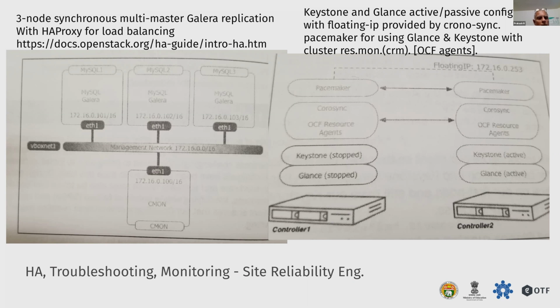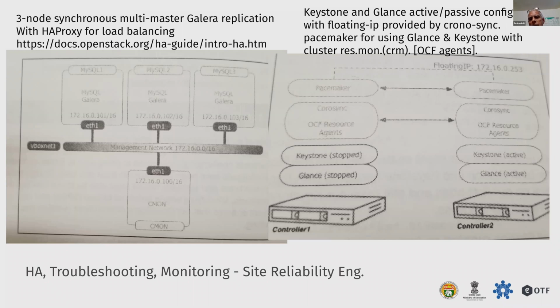You cannot add any tenants or any application. You can run what is existing. So there is a whole process here. This one shows Keystone and Glance being run. There are 2 parts to it: either you do active-active or active-passive. This is showing active-passive.